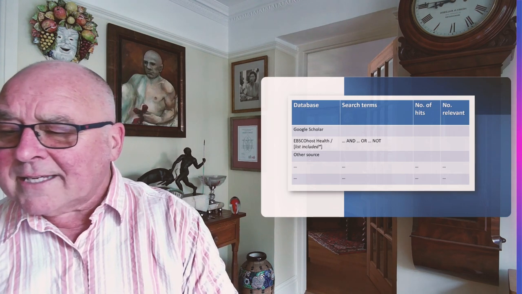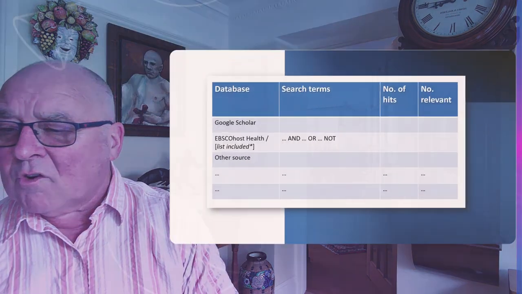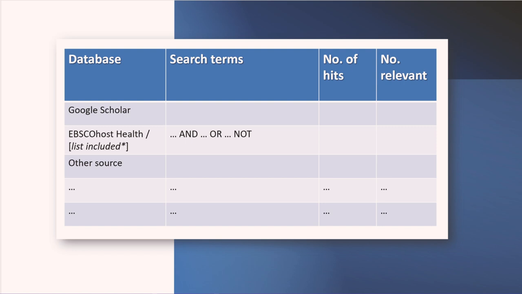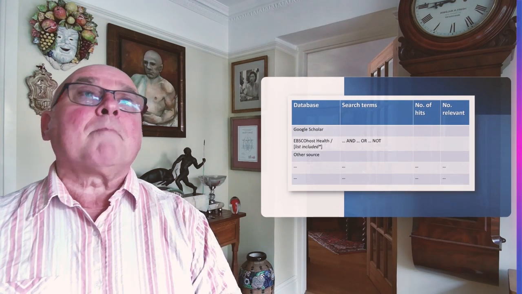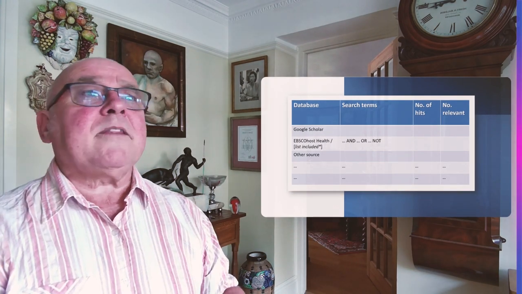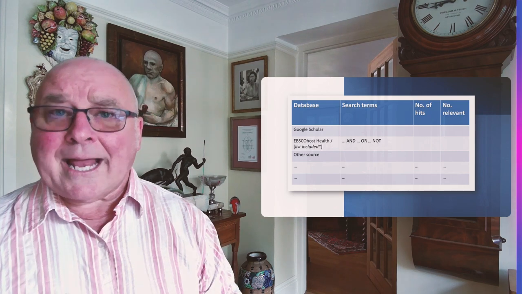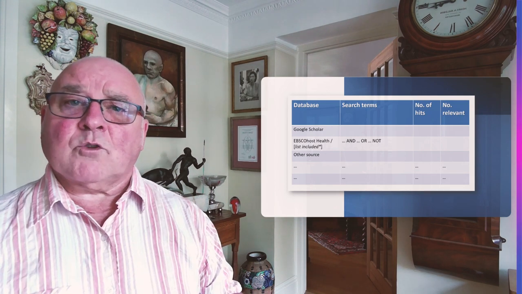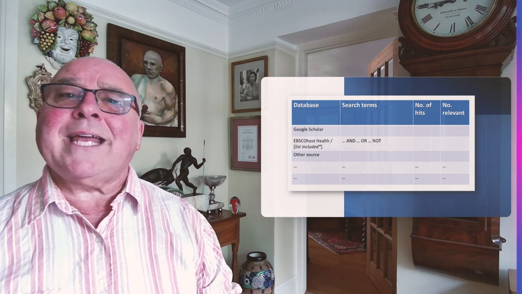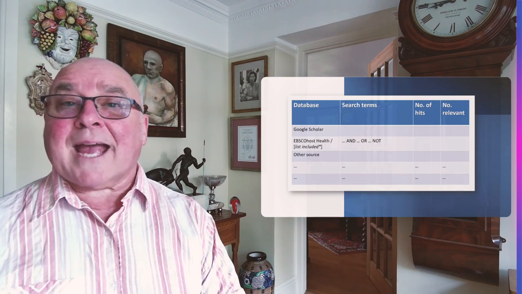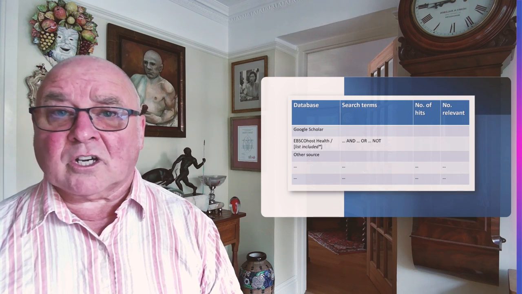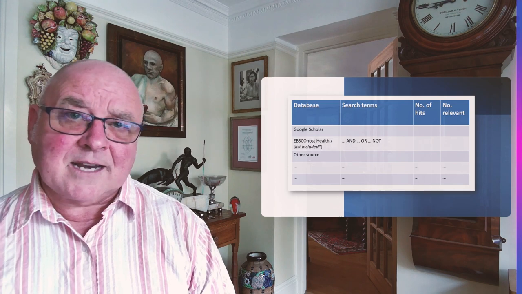And also on this list, you'll see that I've put space for other databases as well. And that could be other sources. So say, for example, if you're looking at a specific journal, maybe of one of the professional bodies in healthcare that produces its own journal, but maybe it's not available on the database, but you've got access to this specific type of journal. So that's where you can list that as another.